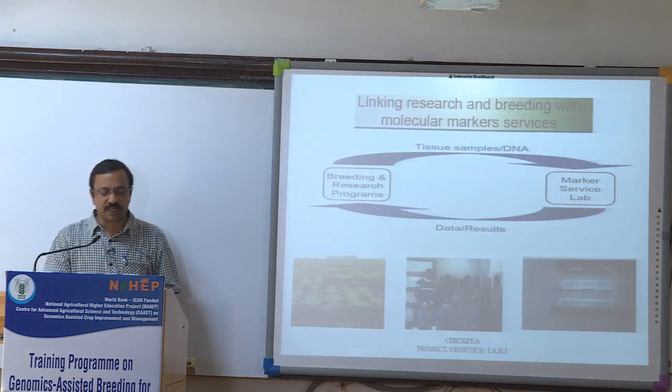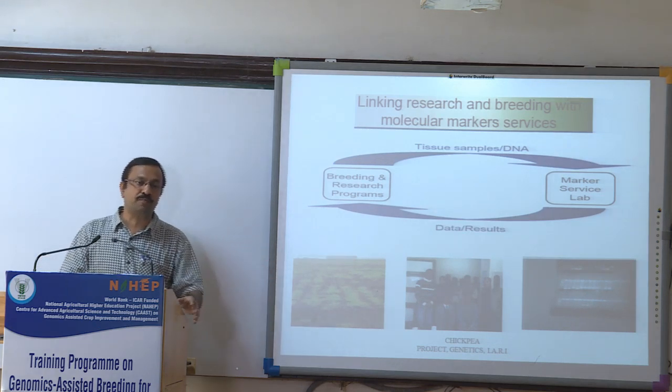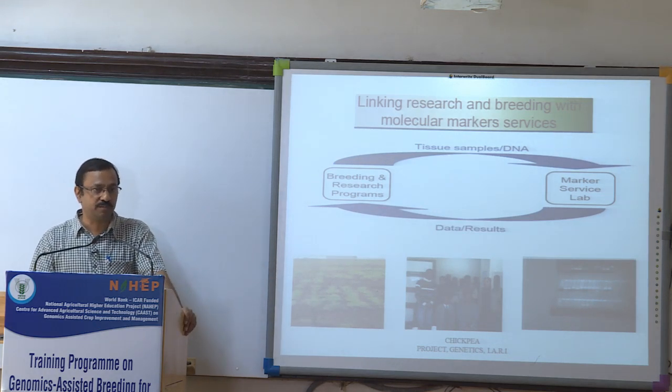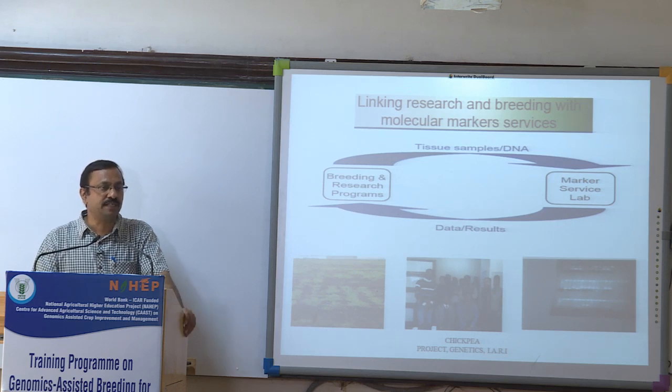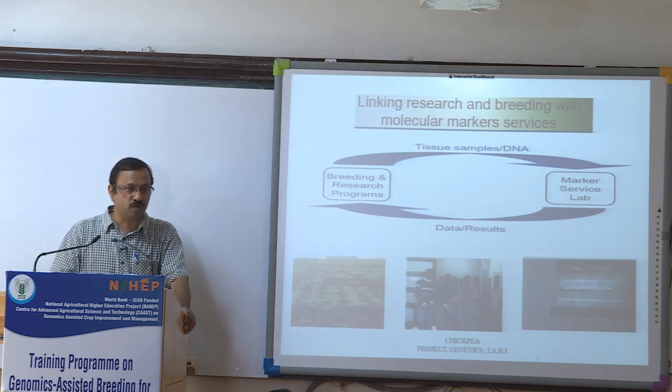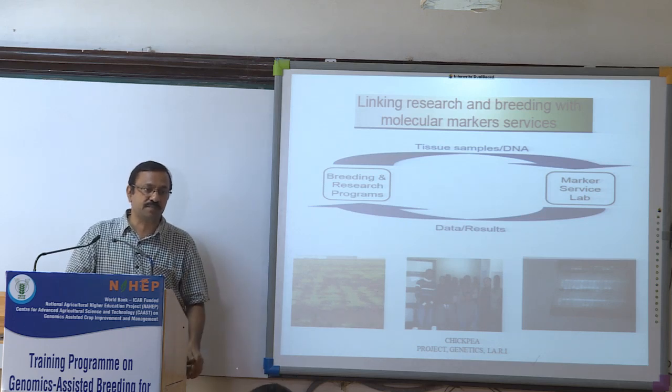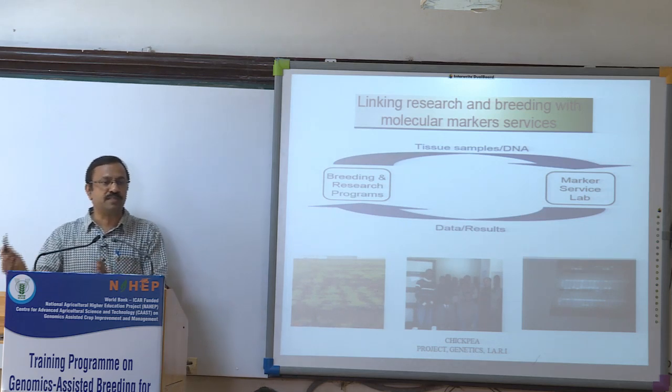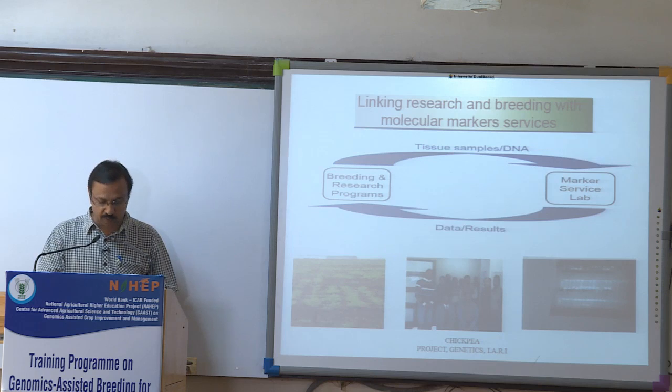So for example, we have a very strong breeding network at ICRISAT for chickpea. Among the country, we are the leading chickpea breeding group, who have released almost 33 of the 120 varieties. Almost a quarter of the varieties were released from this particular center. We also have a strong molecular breeding and biotechnology team, and we try to interact between these two teams.